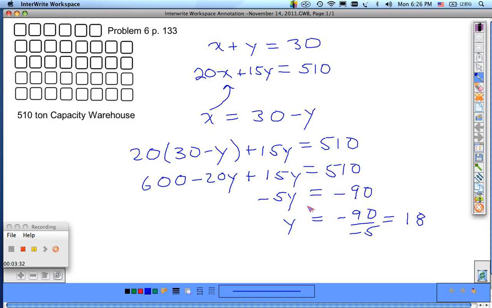and that gives us the number of 15-ton bins. So I'm going to put here, just tag it, this is the 15-ton bin. Okay, and then to find out the number of 20-ton bins, we substitute 18 in for y. So let's take the expression here, x equals 30, and then subtract from that the 18, and we get the balance of the number of bins at the 20-ton variety. So we have 12 20-ton bins. And there you have it.